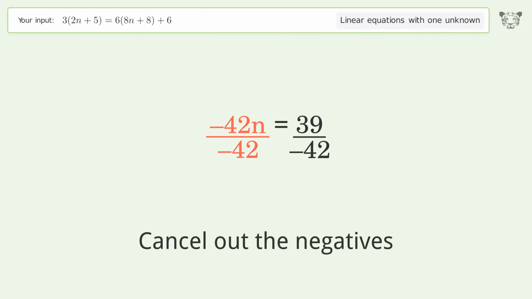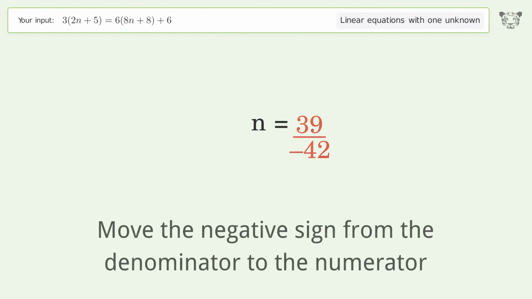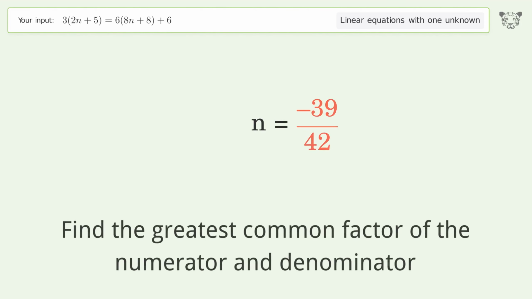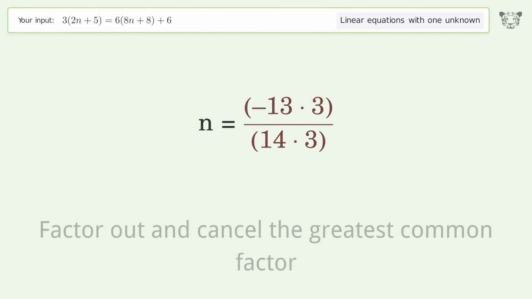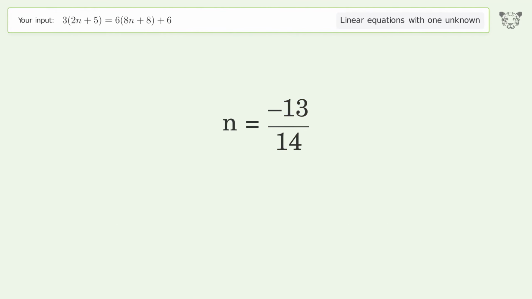Cancel out the negatives. Simplify the fraction. Move the negative sign from the denominator to the numerator. Find the greatest common factor of the numerator and denominator. Factor out and cancel the greatest common factor. And so the final result is n equals -13/14.